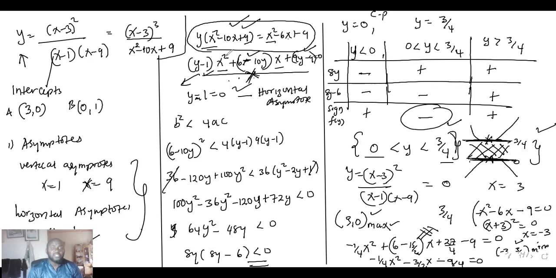Now, to get the horizontal asymptote, after simplifying that quadratic, as clear as you see it here, get this coefficient on x squared and equate it to 0. This one gives you what we call the horizontal asymptote.